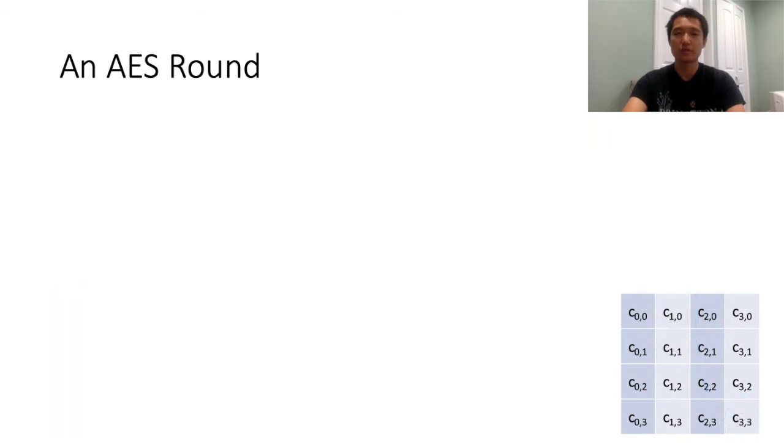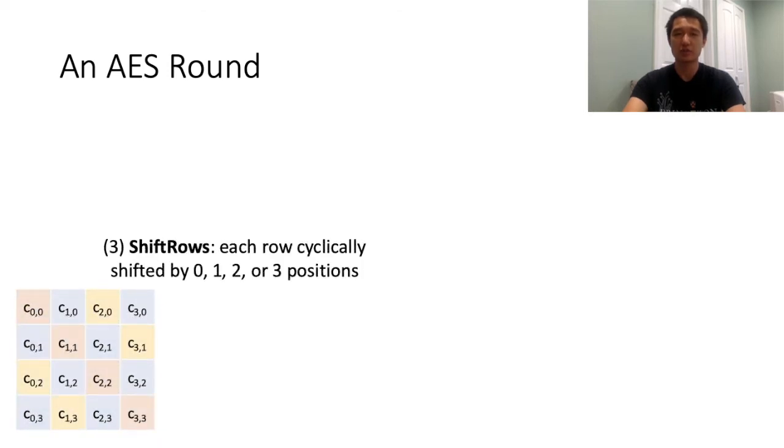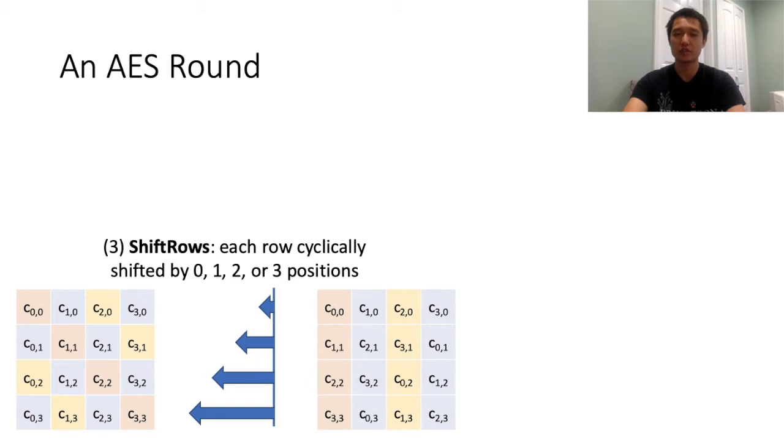Let's move on. With the output of the second step, we'll color them like this and perform shift rows. Each row is cyclically shifted by 0, 1, 2, or 3 positions. So the first row is put here as is. For the second row, we shift it by 1 position. Similarly for the other rows as well.